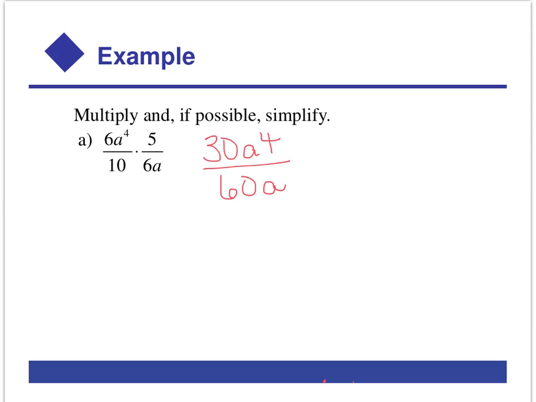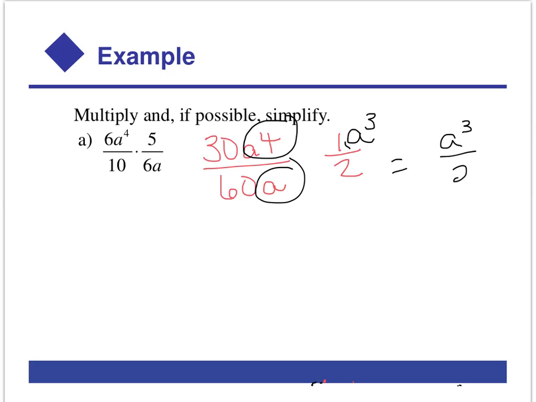And then now can you simplify that? You probably could have simplified before you multiplied if you wanted to. The first thing I notice is that 30 is half of 60, so that gives me 1/2. And then I have an a here, but I have 4 of them here. Remember the rules. Take the smallest to the largest and subtract. So that's going to give us a to the 3rd. So our final answer is a to the 3rd over 2.